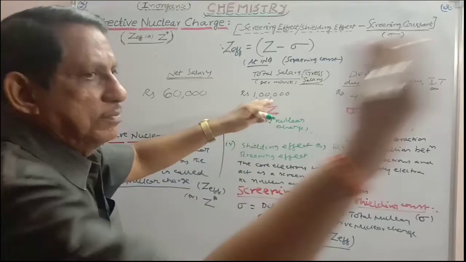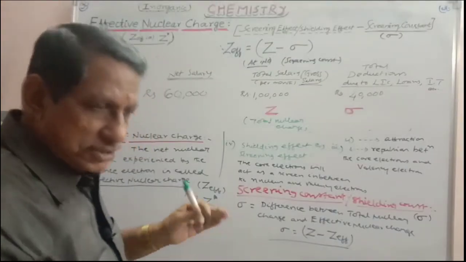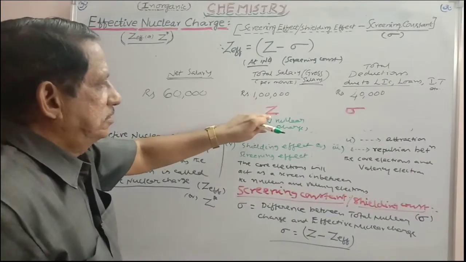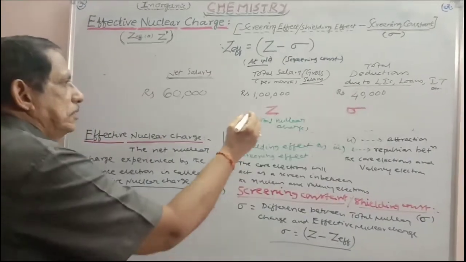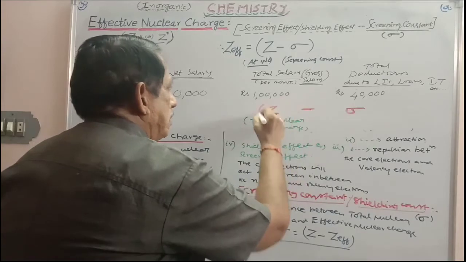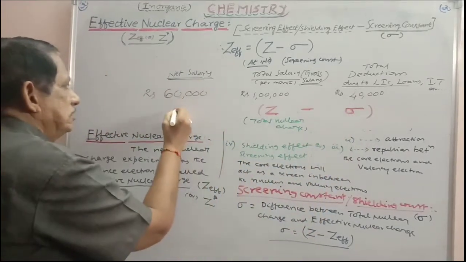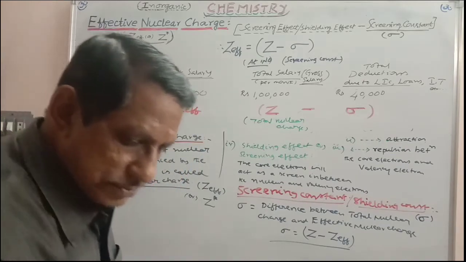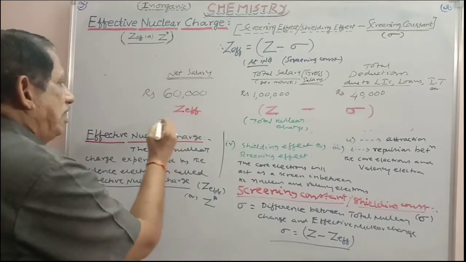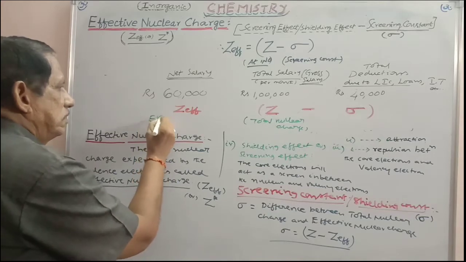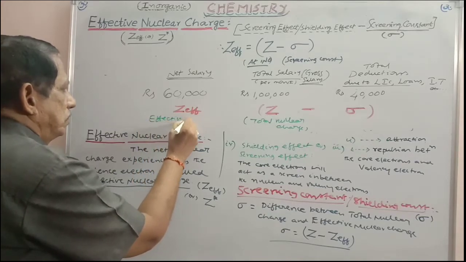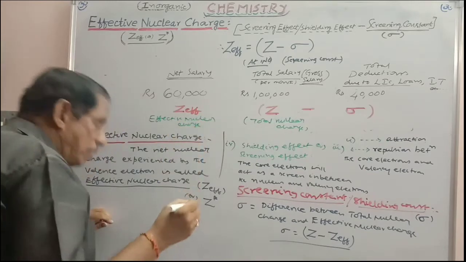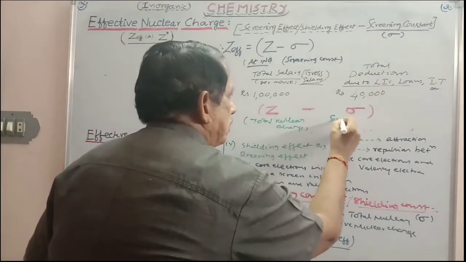All this positive charge will not be acting on the outermost orbital electron. Some is removed by this constant. So here Z minus sigma becomes Z effective. Z minus sigma becomes Z effective. That is the effective nuclear charge. And this is the screening constant.